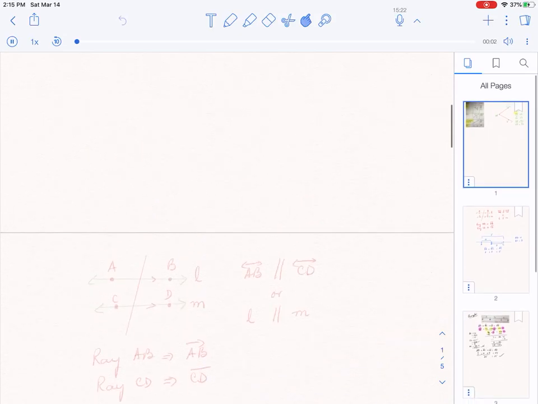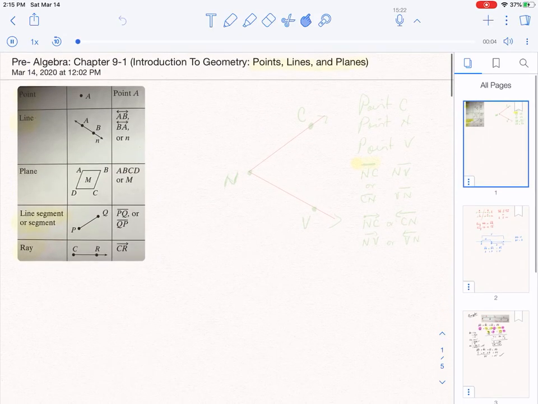Hi guys, I'm going to introduce you to chapter 9, lesson 1, which is the introduction to geometry. We are focusing a lot on points and lines and planes, okay?